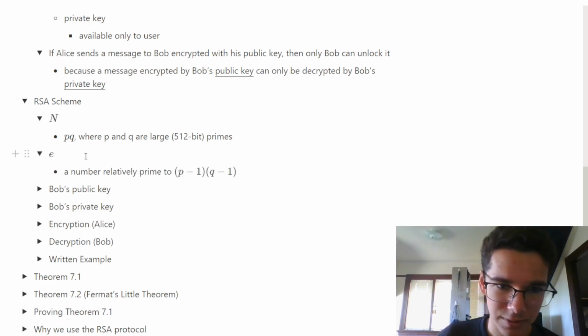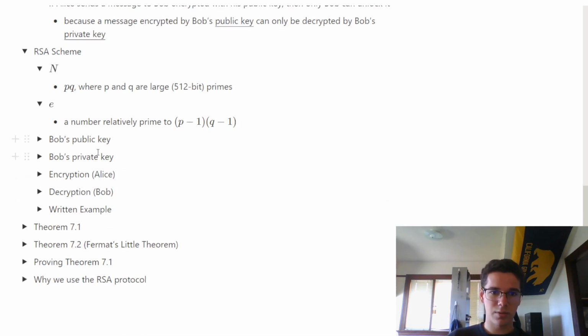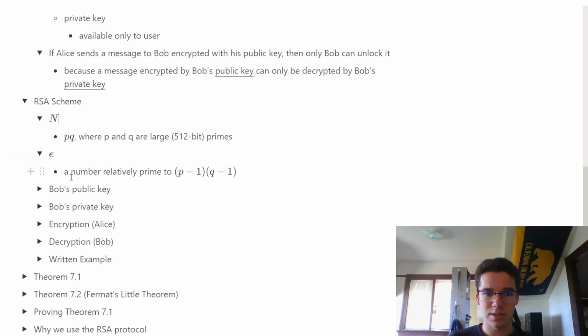Okay, and then we have this value e. E is going to be a number that is relatively prime to p minus 1 times q minus 1. And if we remember what that means from the previous note, e and p minus 1 times q minus 1 have a greatest common divisor of 1, or in other words, e has an inverse mod p minus 1 times q minus 1.